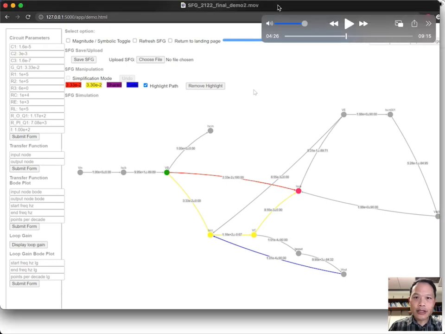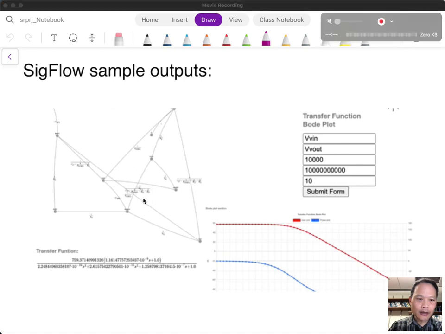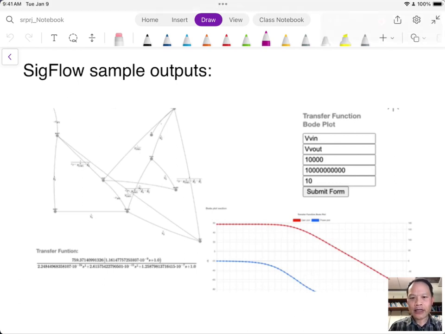Throughout this process, the system can generate the transfer function if you pick a particular input and output. It'll also calculate the loop gain, a rational expression for the loop gain, and it will generate the Bode plot for the transfer function or the loop gain. And the loop gain is key to understanding the stability of the system through looking at its phase margin primarily.